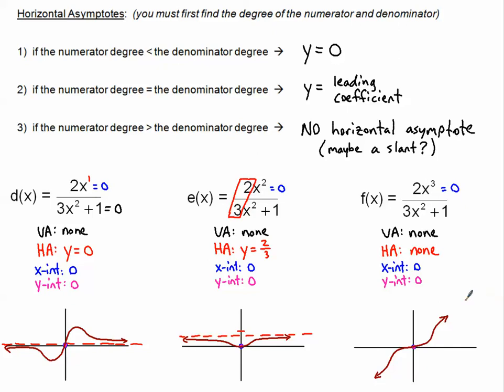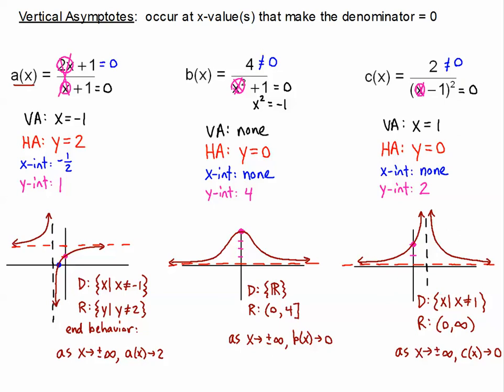So this was all about finding horizontal asymptotes, and it depends on those three cases. If we go back to a of x, b of x, and c of x, we can now understand why our horizontal asymptotes were what they were. A of x, the degree of each of these was 1. So therefore, it's that middle case where we take the leading coefficient. And the leading coefficient here is 2 divided by 1. That's why y equals 2 was our horizontal asymptote.